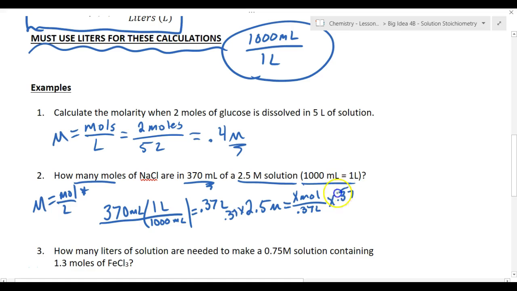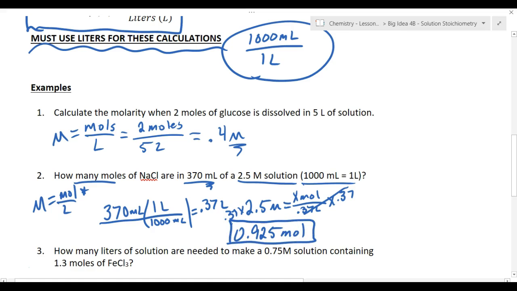So what that's going to do is 0.37 will cancel out over here, and we have X number of moles equals 0.37 times 2.5. If we multiply those together, we end up getting 0.925 moles. Okay, so that's one way to do these.